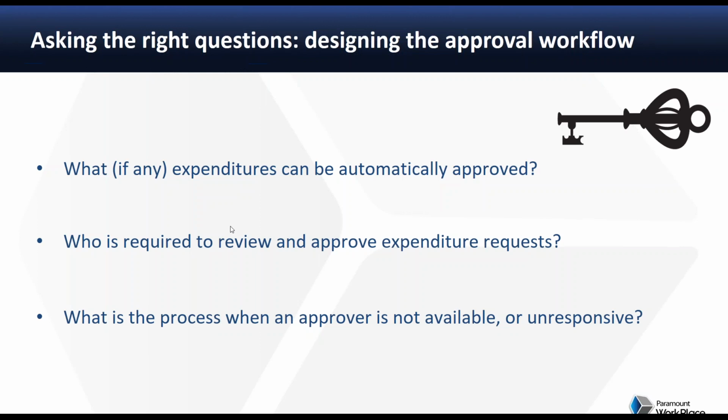And lastly, what is the process when an approver is not available or unresponsive? You don't want the requisition process to suffer when an approver is on vacation, or maybe they're not able to get to their email or are late in reviewing. So you can consider setting up alerts and notifications to keep this process moving forward. You also can have alternate reviewers for when the reviewer is unavailable, and you can have an escalation workflow. So when a reviewer is unresponsive, someone else can take it from there to get the process moving forward.